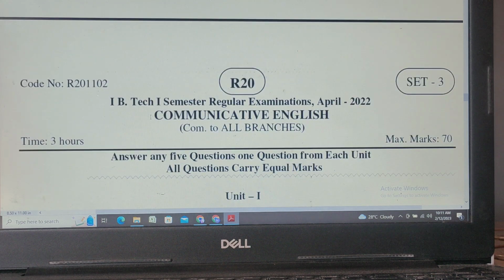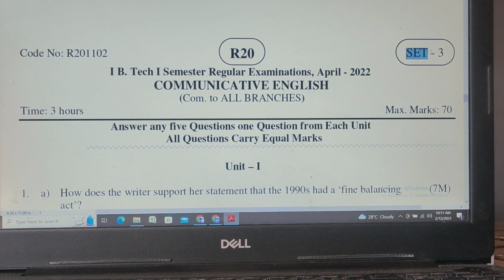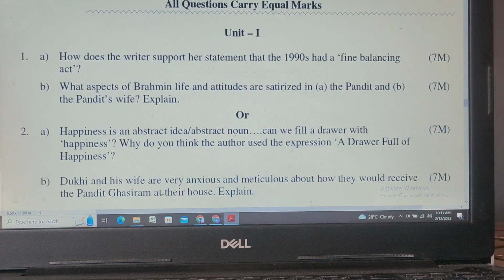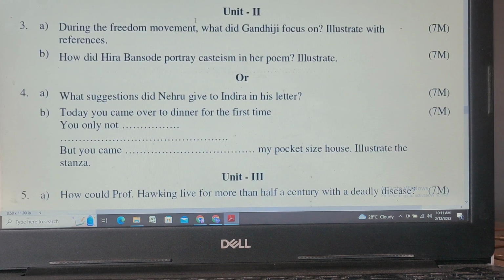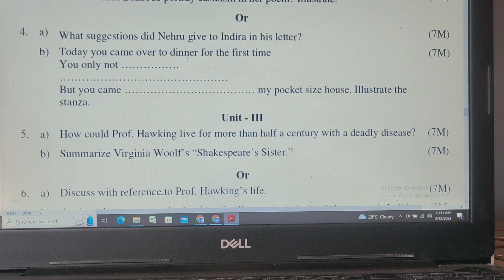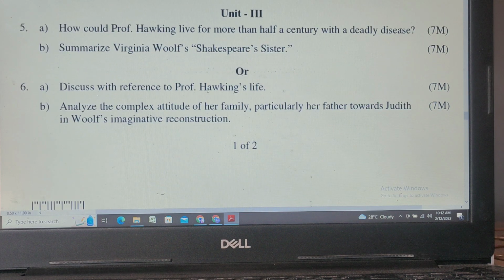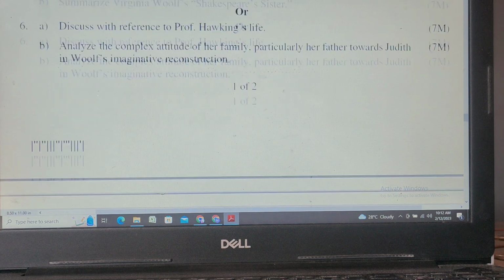And if I move on to set 3, let me take a look at Fine Balancing Act, Drawer Full of Happiness, Brahman's life, that is Deliverance, and this is the same. Drawer Full of Happiness and Deliverance. So unit 1 is damn clear that you have to read Drawer Full of Happiness and Deliverance. Unit 2 again it is the freedom movement, Gandhiji, Nehru, and Hira Bansod, Bosom Friend. Same, Nehru and Bosom Friend. So it's crystal clear that you have to read for the second unit Nehru's Letter and Bosom Friend. Unit 3 Hawking and Shakespeare's Sister, clear.